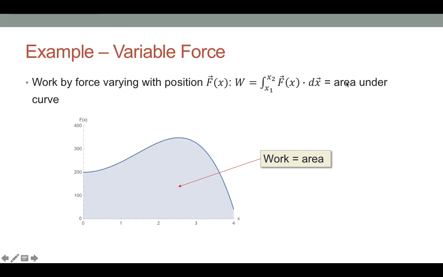That means the work will be the area under this curve, where this curve is the function of the force. So the force will vary here from 200 newtons to a bit over 300, and then back down close to zero. This area will be the total work done by this force as the object moves from x equals 0 to x equals 4. So the work done will be the area under this curve.